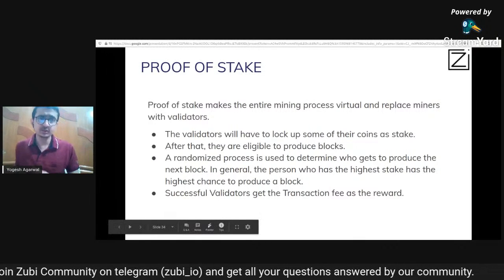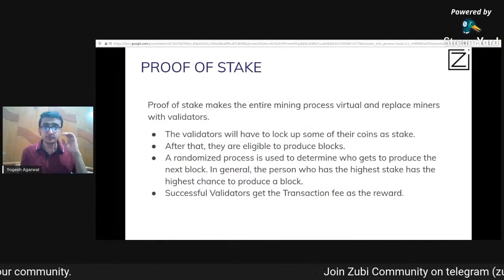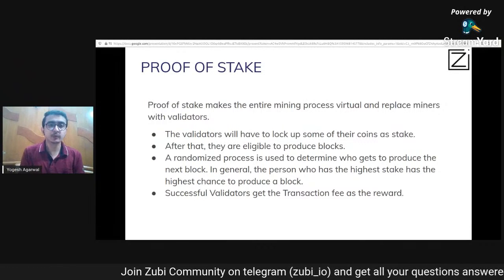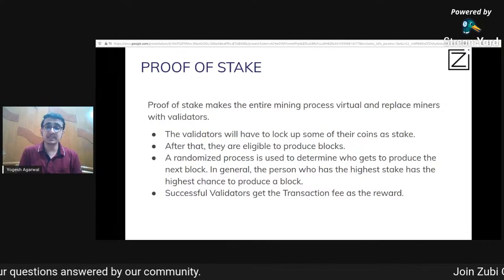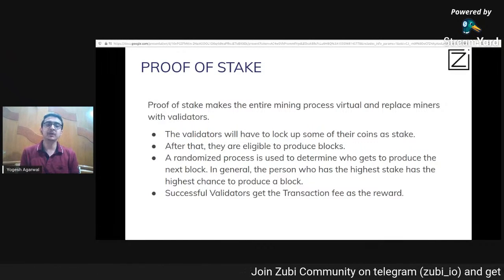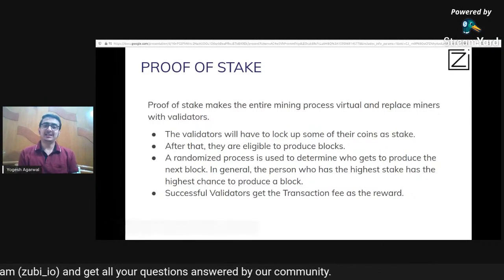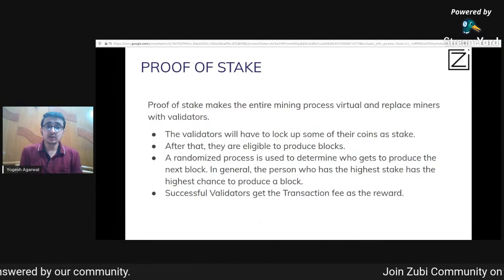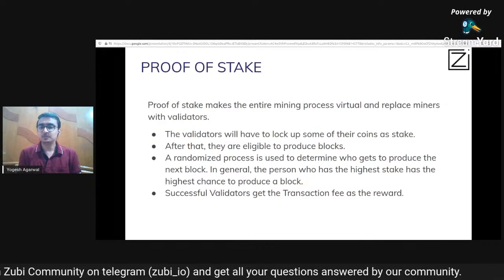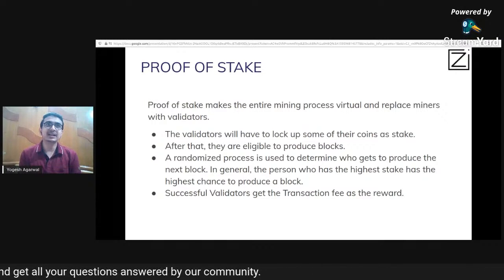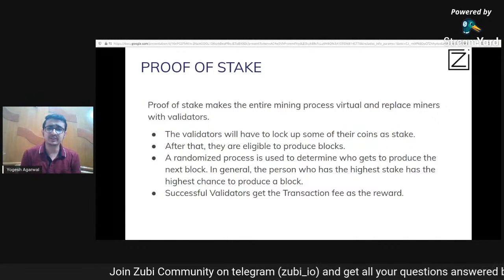Okay, so let's talk about proof of stake. Proof of stake is quite similar to proof of work, and the main difference is that it makes the entire process virtual and replaces the miners with validators. So here there are no miners. The people who add blocks are called validators. So how do we become a validator? In order to become a validator, people have to put in some of their coins as stakes. They have to lock them up, or freeze them, and those coins cannot be used anymore, and they can become a validator. After that, they become eligible to create blocks and verify them.